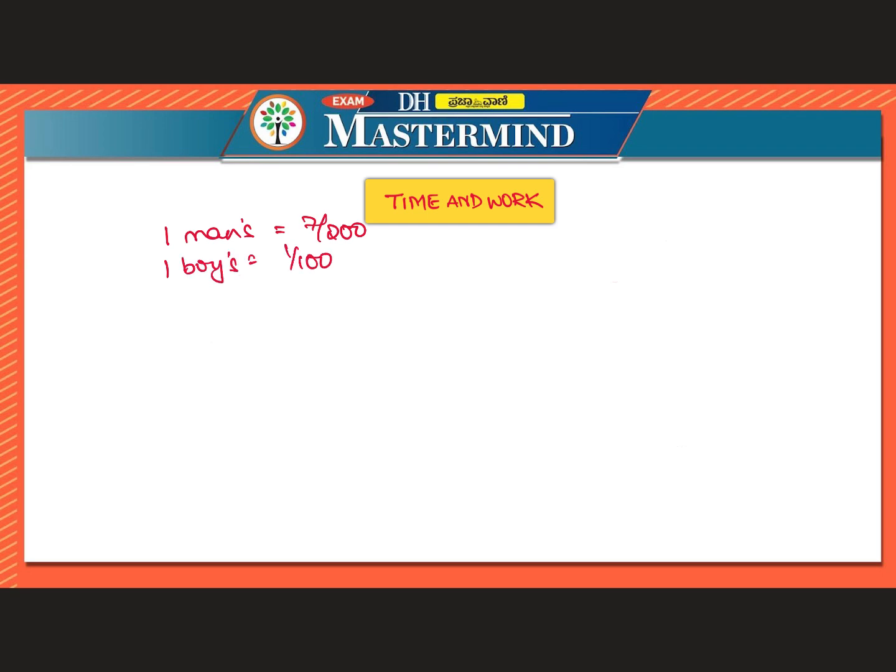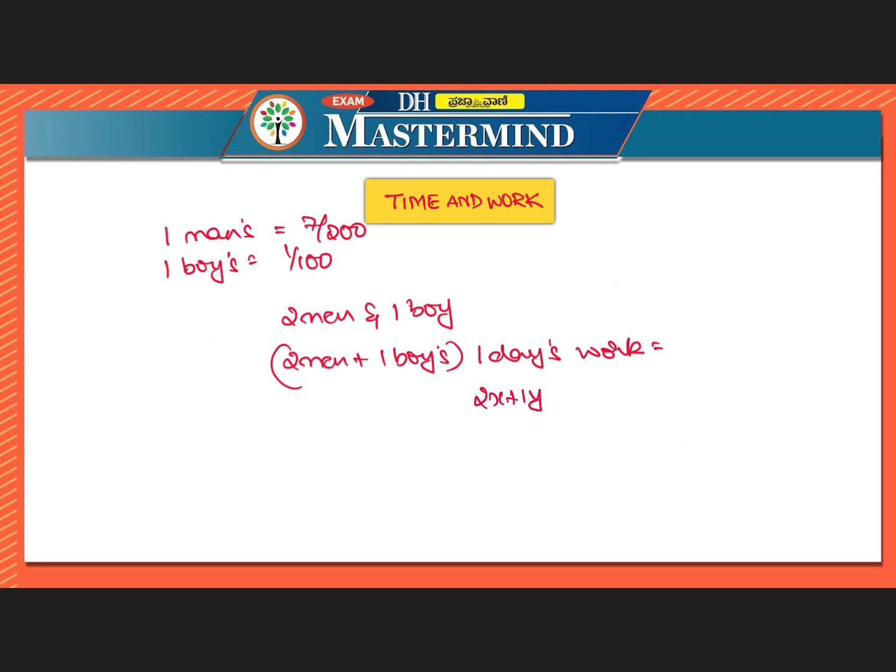Now let us look at the problem statement again. What is the demand of the question? In how many days can two men and one boy do the work? That means we have to find out two men plus one boy's 1 day's work. This is the demand of the question. In other words, we have to find out the value of 2x plus 1y.